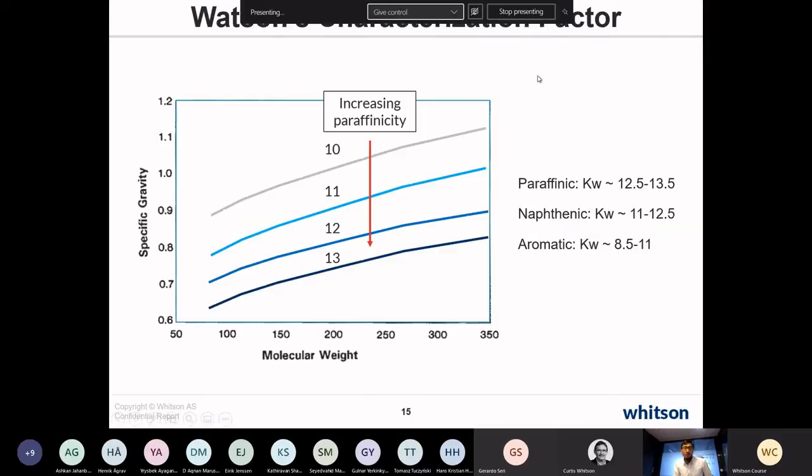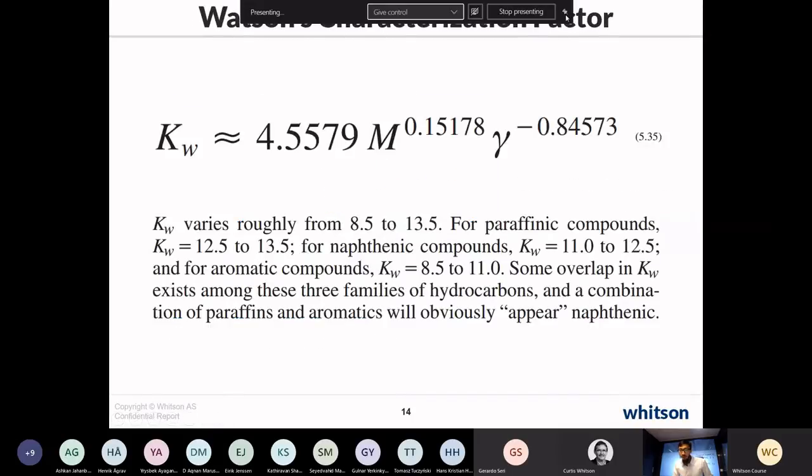How can I remove this here? Okay, that's fine.